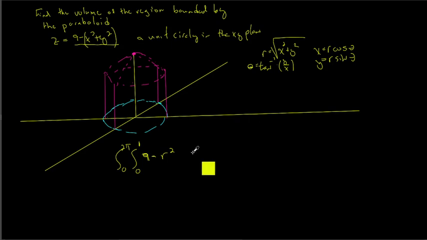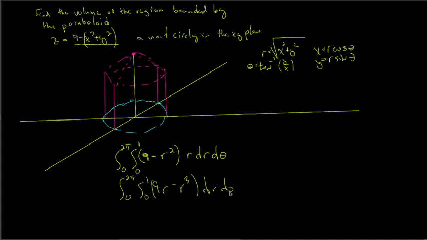In polar coordinates, because now I will do my area element as r dr d theta. And this then works nicely. I'm just going to have 9r minus r cubed dr d theta. And now I'll do my first integration. So that's going to be 9r squared over 2 minus r to the 4th over 4, evaluated from 0 to 1.